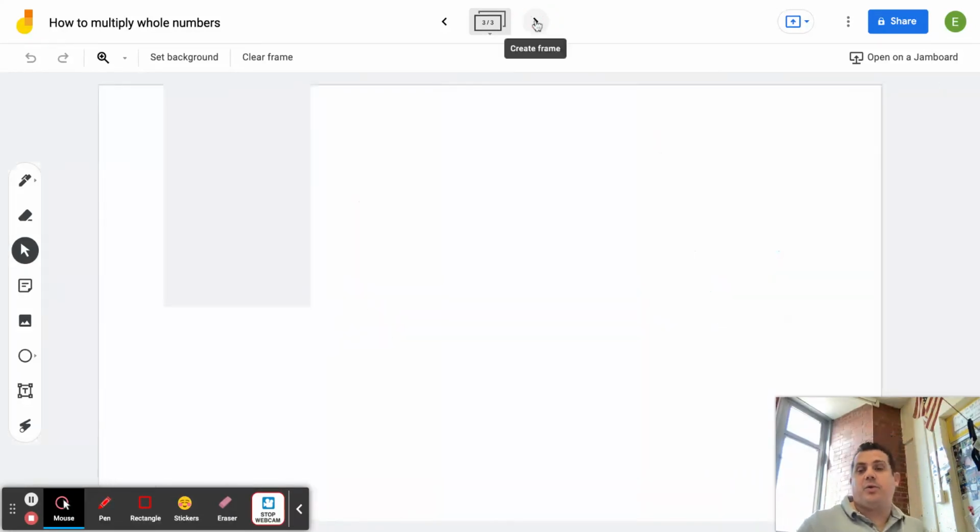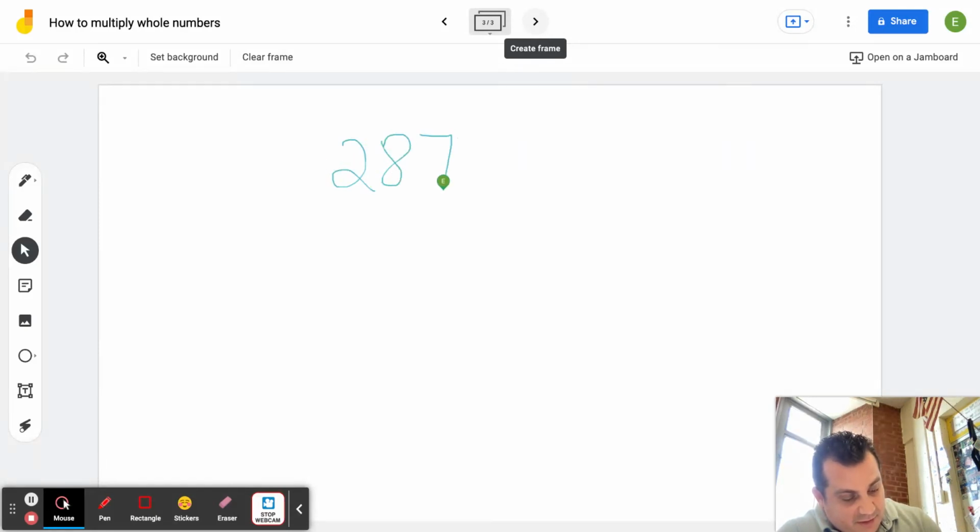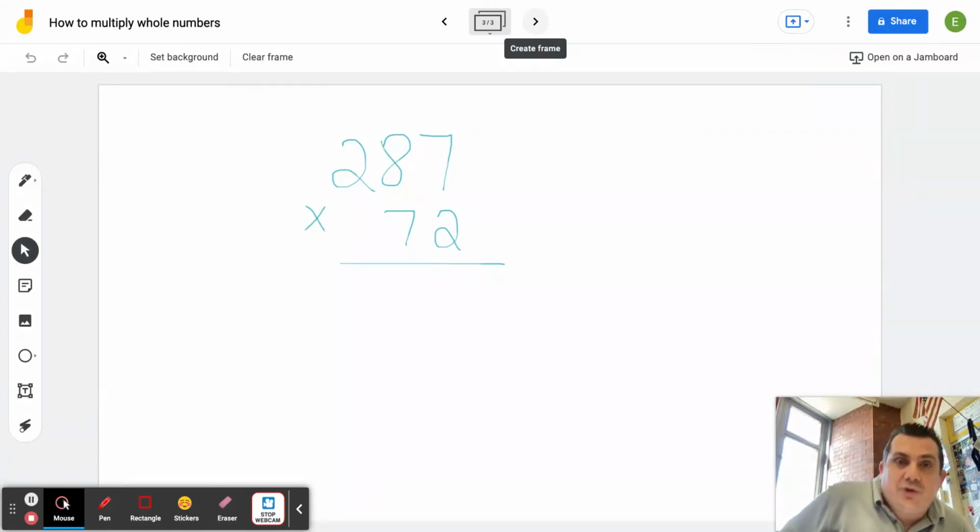I'm now going to go and do one more. I'm going to do a three digit by two digit. So I'm going to do 287 times 72. So in 287 times 72, we're going to start the same way. I'm really going to be doing 287 times 2, and then I'm going to be doing 287 times 7, which is really 70.